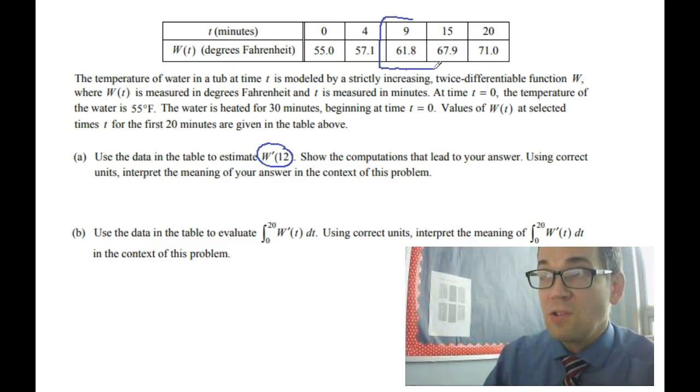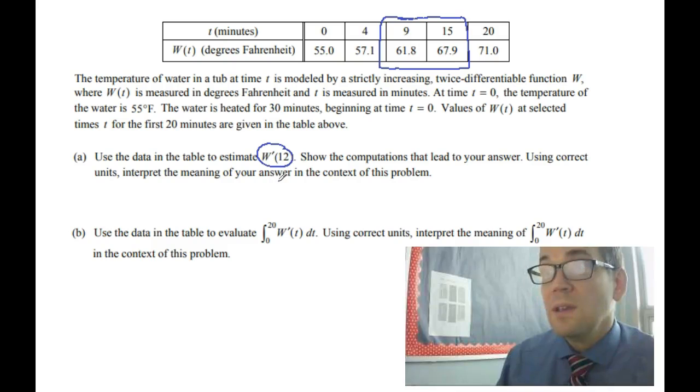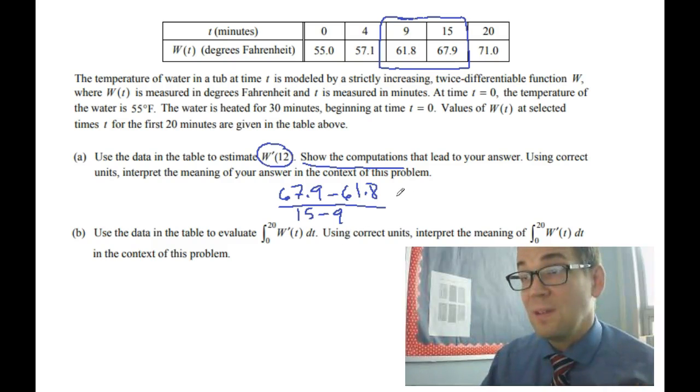So we're going to focus our energy here, where t is 9 and 15, because 12 is between 9 and 15, the closest points to 12. And I'm going to find the slope of those points. So as far as showing my computations, I can just do this y value minus that y value divided by 15 minus 9, and I can leave my answer just like that. I don't need to simplify it.